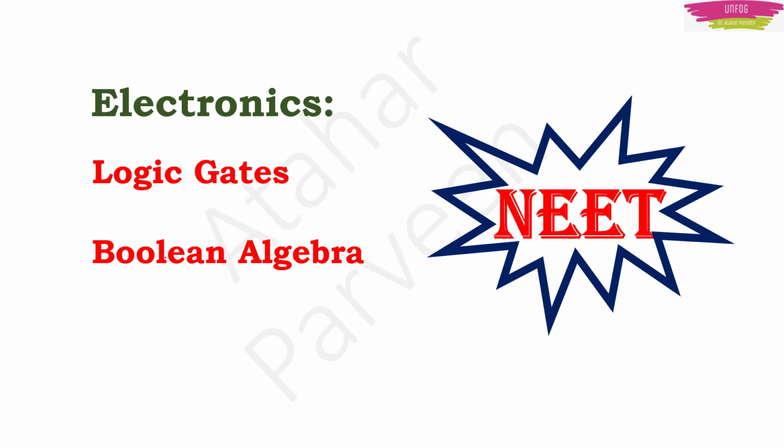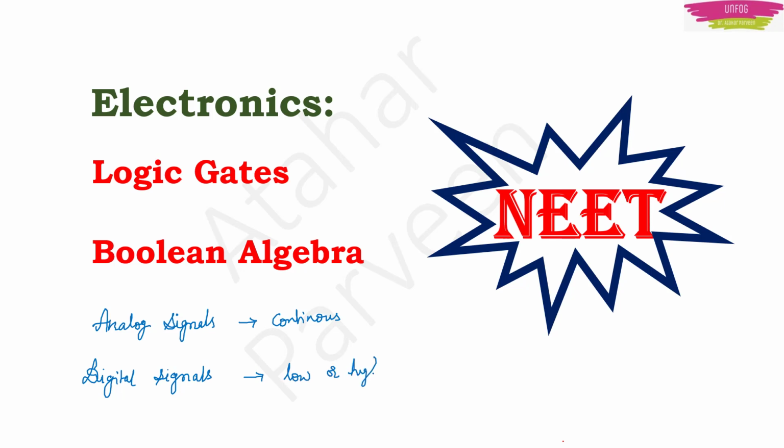Electronics deals with input and output signals. These signals carry information. The signals could be voltage and current. And these signals are of two types, analog signals and digital signals. Analog signals are continuous electric signals, and digital signals have discrete values. They are not continuous. Discrete values in the sense they may be low or they may be high.